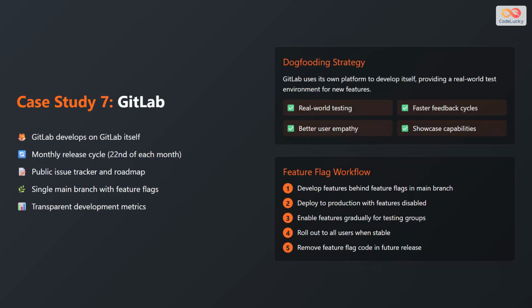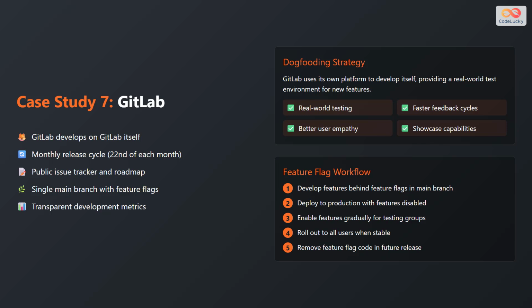Let's explore GitLab. GitLab develops on GitLab itself. GitLab has a monthly release cycle on the 22nd of each month. It has a public issue tracker and roadmap. It uses a single main branch with feature flags. It maintains transparent development metrics. GitLab uses its own platform to develop itself, providing a real-world test environment for new features.